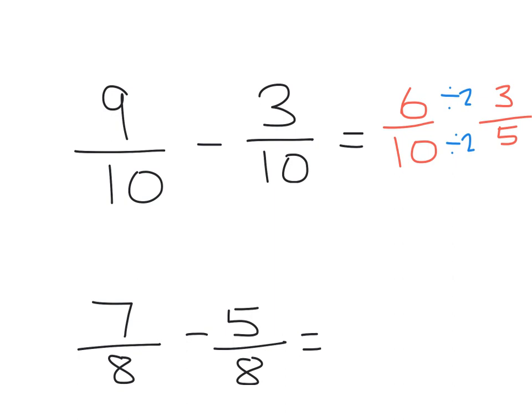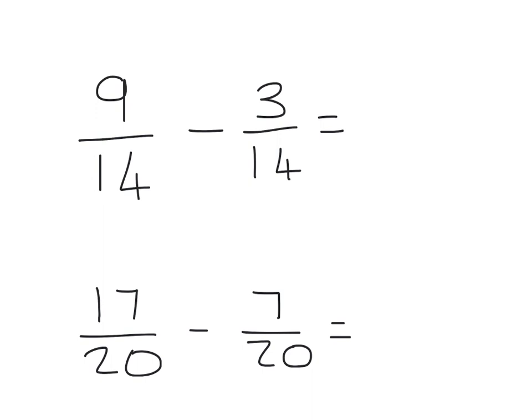I've got 7 over 8, take away 5 over 8, and that will give me 2 over 8. They're both in the 2 times table. So that gives me 1 over 4. And finally, I've got 9 over 14, take away 3 over 14, which will give me 6 over 14, which I can then divide by 2, as they're both in the 2 times table, which gives me 3 over 7.